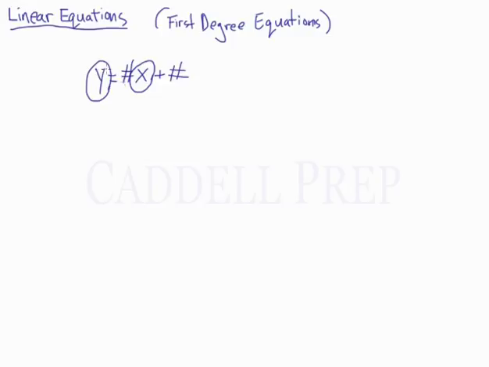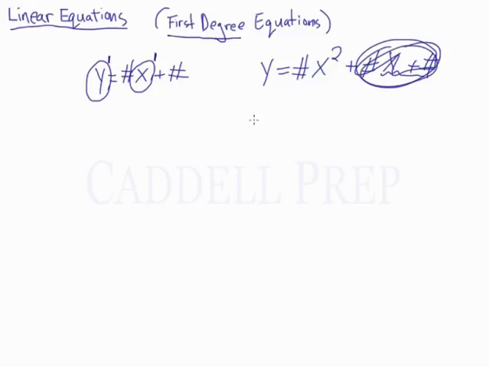Okay, very important about linear equations is the reason why they're called first degree. And that's because the exponent for the x is 1 and also y is 1. So if we had something like y equals some number x squared plus some number, it could be anything, it doesn't really matter. Because there's a squared here, this is not a linear equation. The exponents have to be 1.